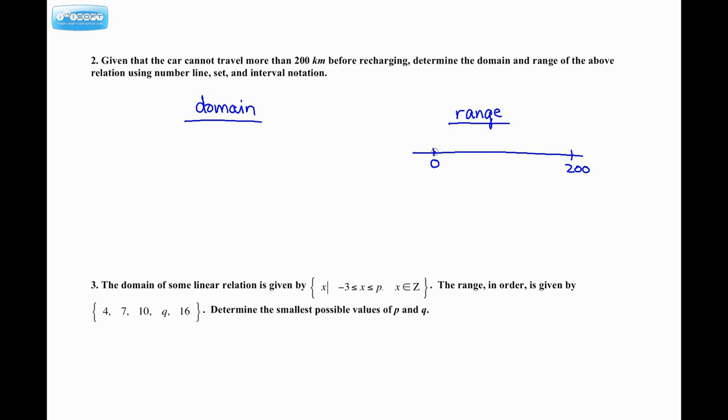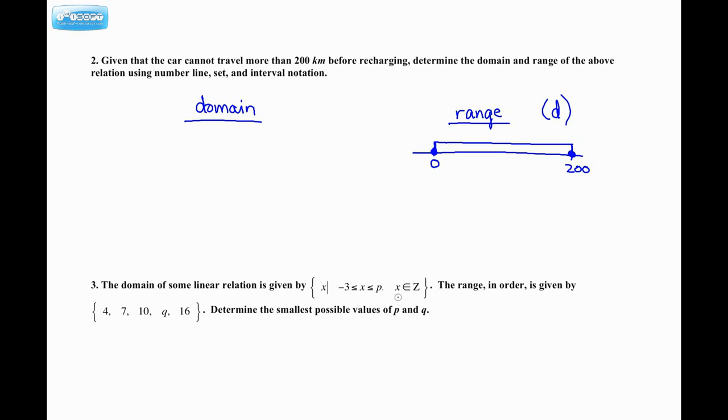Now, we're assuming that they're inclusive, so I'll put these dots there. So the car can travel anywhere between 0 and 200 kilometers without charging. So that's number line notation. And remember the range is the dependent variable, that's distance, so we're going to use d. So that's number line.